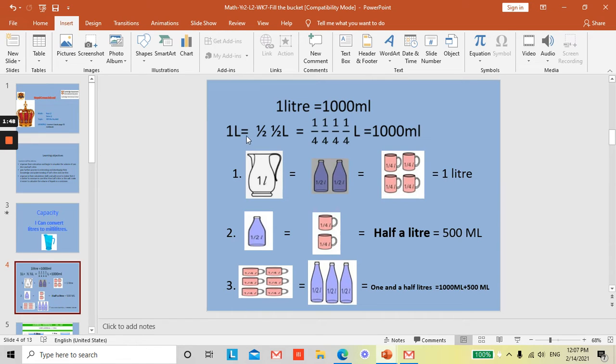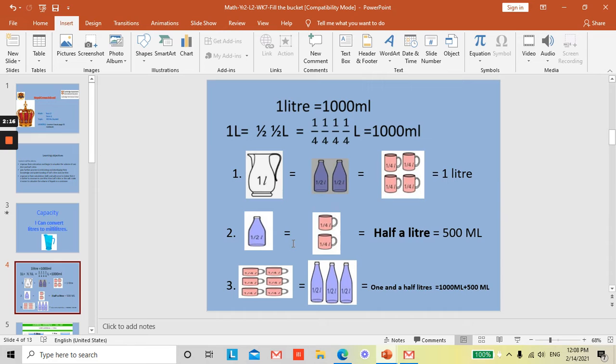And 1 liter is the same as 2 halves liter, which is the same as 4 quarter liters. 1, 2, 3, 4 quarter liters is equal to 1,000 milliliters. That is 1 liter. We have half a liter.